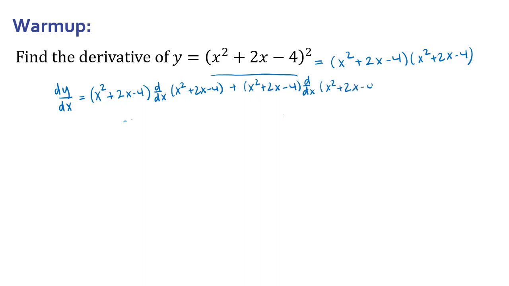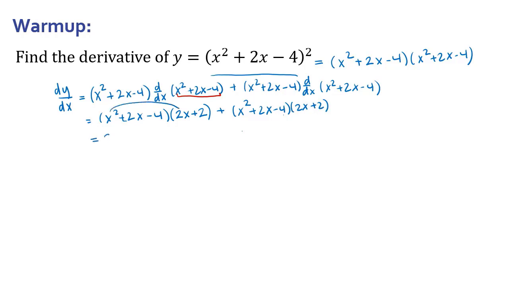That's going to give us x squared plus 2x minus 4 times the derivative of this piece. The derivative of x squared is 2x, the derivative of 2x is just 2, and the derivative of minus 4 is 0. We'll have the same thing over here: x squared plus 2x minus 4 times 2x plus 2. Now we've got to multiply this all out.